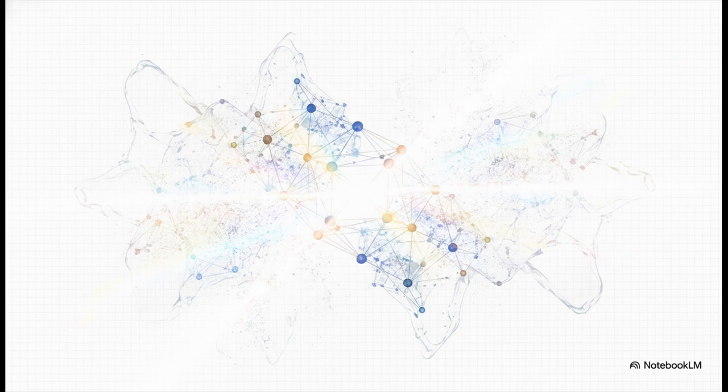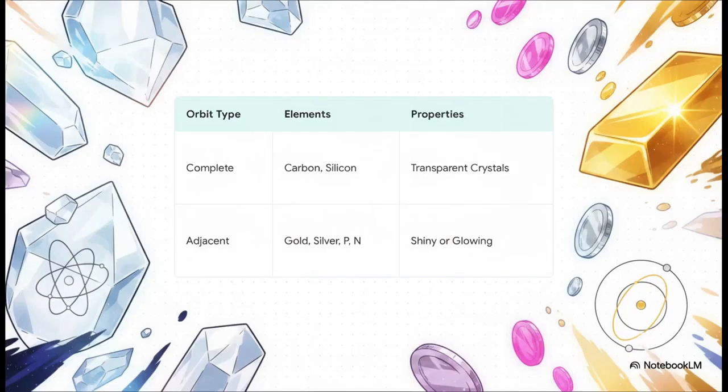Now, what's really interesting about this slide is how it visually maps out the structural logic of neighboring columns. We just saw how complete orbits like carbon and silicon yield transparent crystals, but look at what happens right next door in the adjacent orbits column. You've got gold, silver, phosphorus, nitrogen. In the real world, these aren't transparent at all. They are exceptionally shiny or glowing elements.